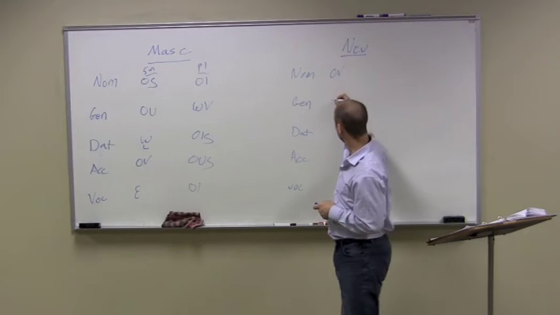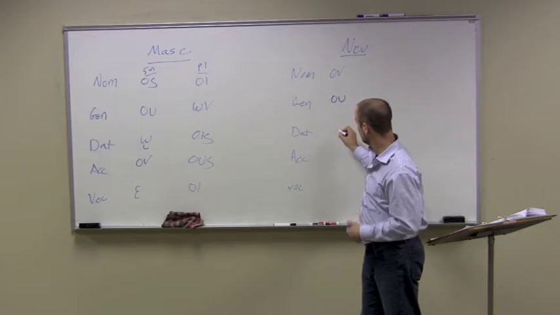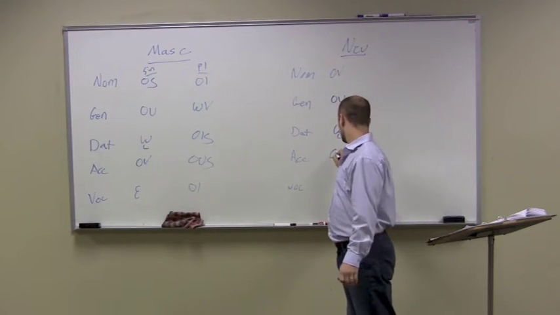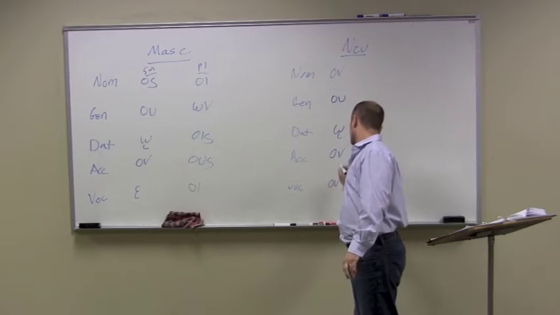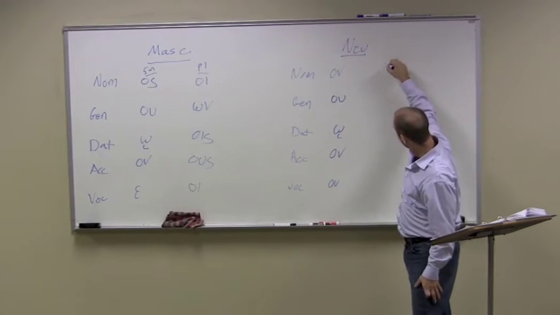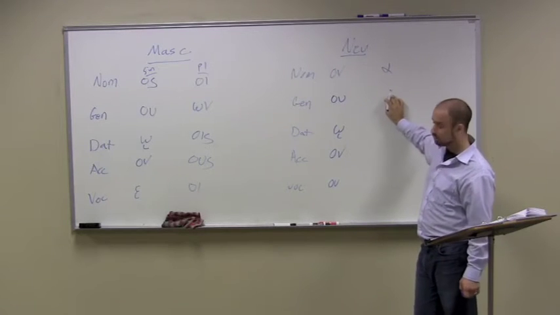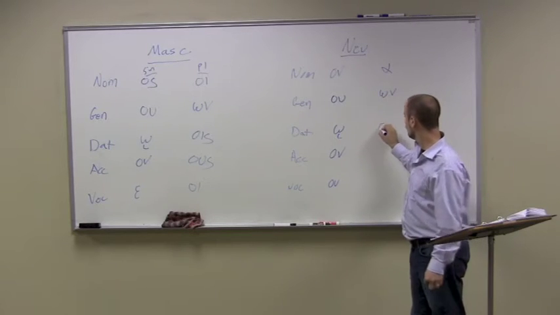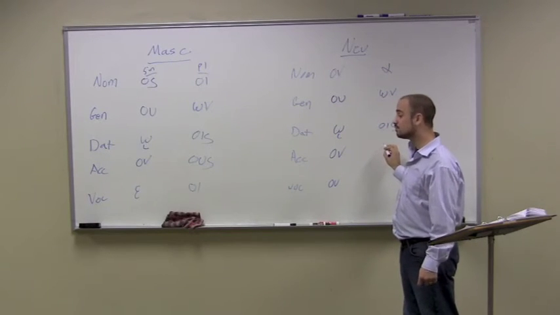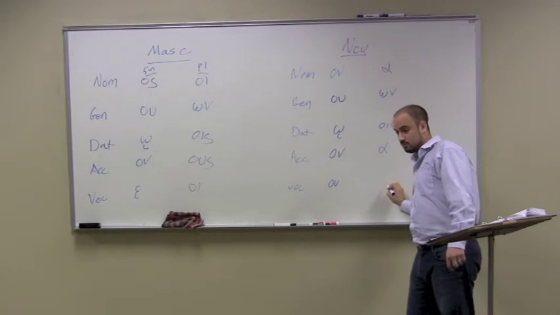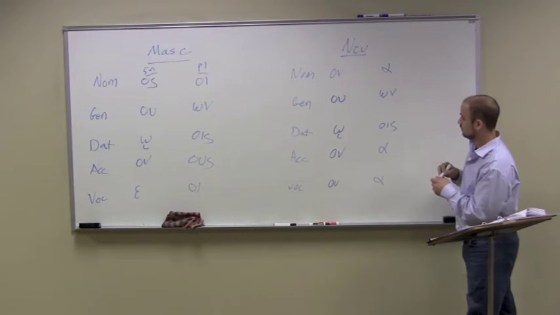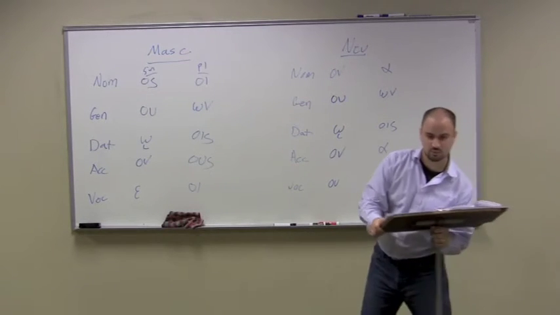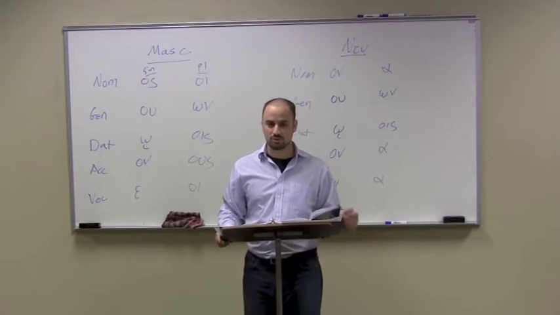Genitive. Ou. Good. Dative. O. Good. Accusative. On. Good. Vocative. On. Good. Plural. A. Genitive, own. Dative, ois. And? A. Good. Those are our cases, and we'll keep that up there as a reference for you to work with.